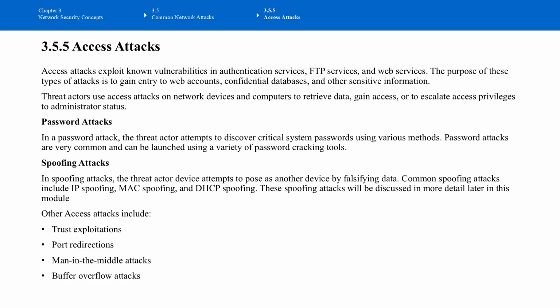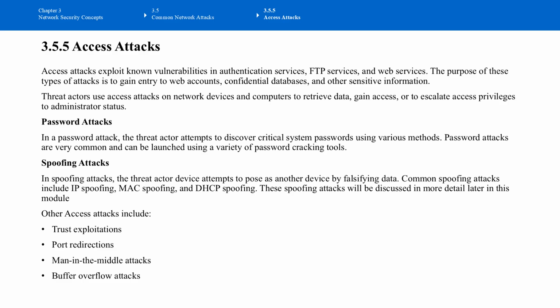Access attacks attempt to exploit a vulnerability in services such as authentication, FTP, and web services. The main goal is to gain unauthorized access to systems, accounts, databases, or sensitive information. Attackers may also try to escalate privileges, meaning they first gain limited access and then attempt to obtain administrator-level access. Common access attacks include password attacks. The attacker attempts to discover or obtain a user's password in order to gain unauthorized access.